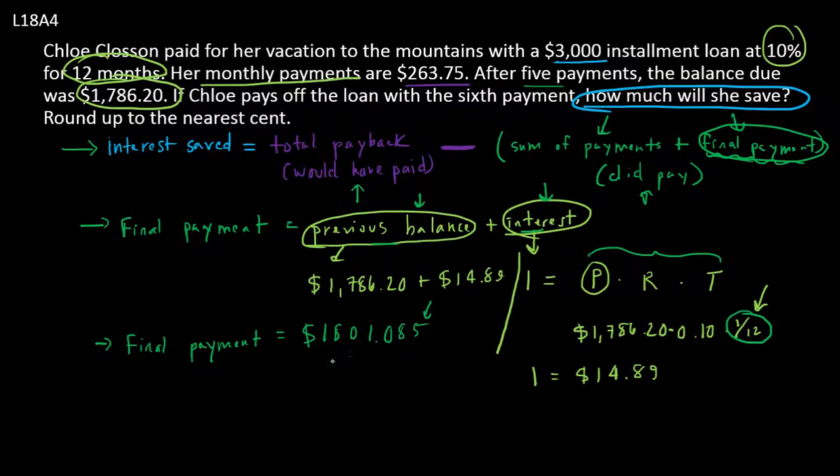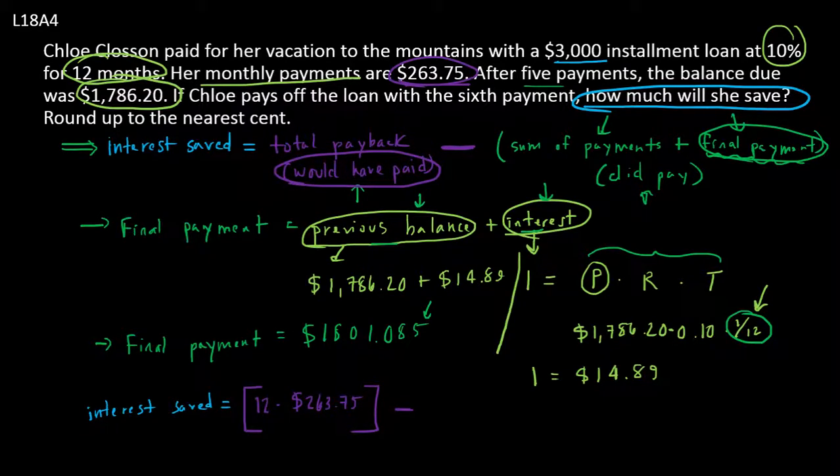So now that we have the final payment, we're ready to move forward and start plugging in to this interest saved formula. So let's do that. So our interest saved is going to be equal to our total payback. So what would our total payback have been? What was she supposed to pay? Well, she was supposed to make installment loans for 12 months. So she was supposed to make 12 payments of $263.75. Her monthly payments are $263.75. So had she followed the terms of the loan, she would have made 12 payments of $263.75. So again, that's what she would have paid.